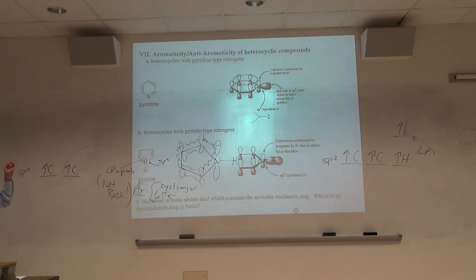Two different types of nitrogens that you'll see in heteroaromatic compounds. How does it look? Can you see the difference? Okay. 75-80% of this is just structure from organic one. But we're just seeing it put together in terms of cyclic conjugated and six pi electrons.